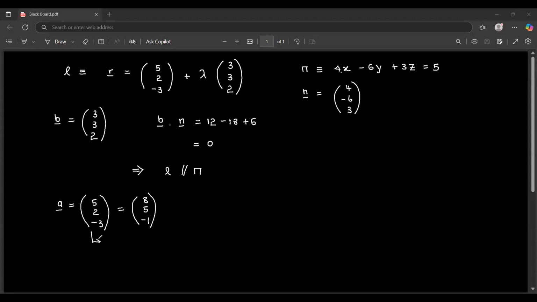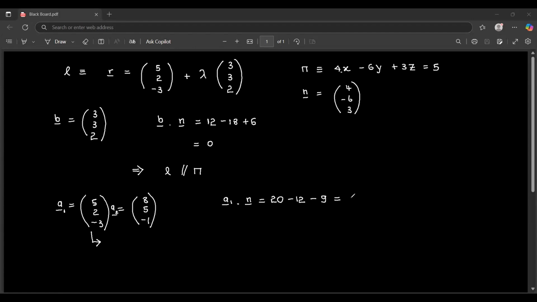First, let's do this one. Let's say this is A1 and this is A2. We have to check if A1 · n = d, whether it equals 5. So it will be 5 into 4, which is 20, 2 into minus 6, which is minus 12, minus 3 into 3, which will be minus 9.